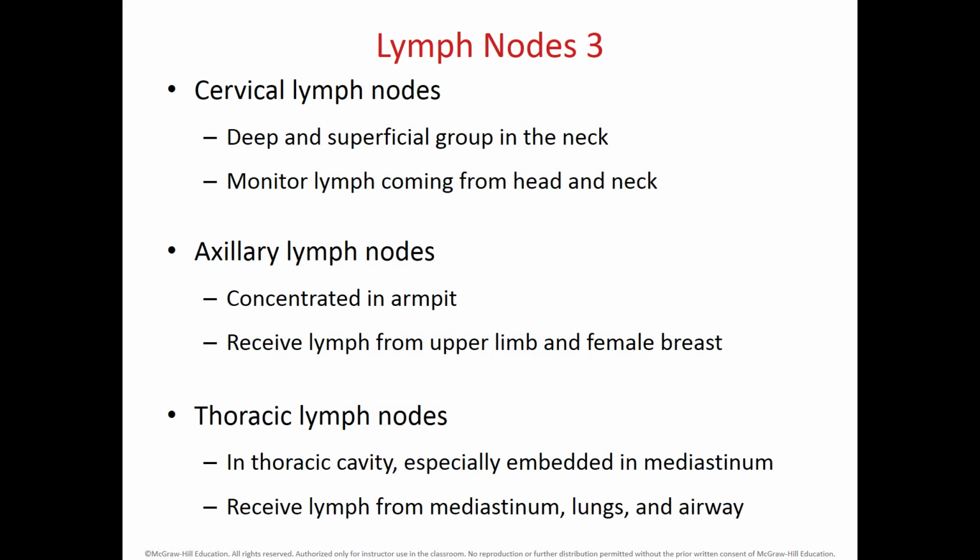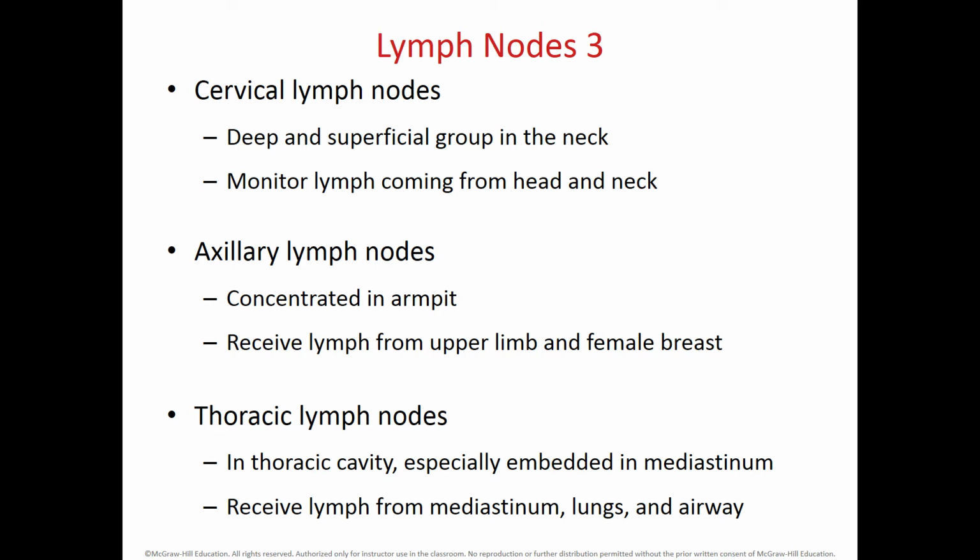Okay, so let's talk about the location of the lymph nodes. We can have them in the neck, and they will be called cervical lymph nodes. We have a deep and a superficial group in the neck. The deep group runs deeper to the sternocleidomastoid muscle, kind of close to the trachea, and the superficial is found superficial to the sternocleidomastoid. They will monitor the lymph coming from the head and the neck.